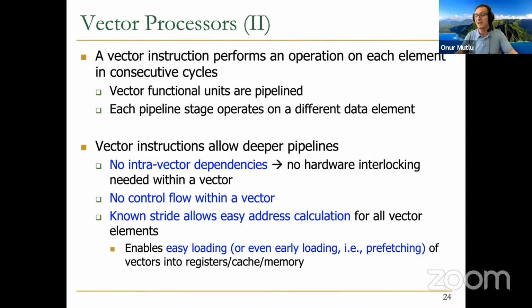You just have a vector length. If your vector length says 64, you have 64 operations to do. No branch. Known stride allows easy address calculation for all vector elements. Basically, that's important also. If your elements are laid out nicely in memory with a known stride, it enables easy loading, or even early loading or prefetching, in other words, of vectors into registers or cache or memory even from somewhere else, right? Okay, keep this in mind. But still, a single stride of 1 is better. Of course, this depends on how your memory is laid out, but a stride of 1 makes things easier in general because you don't need to span large distances in memory.